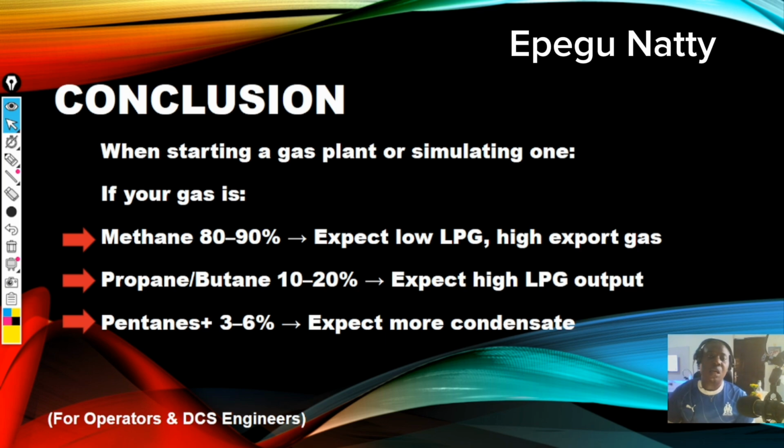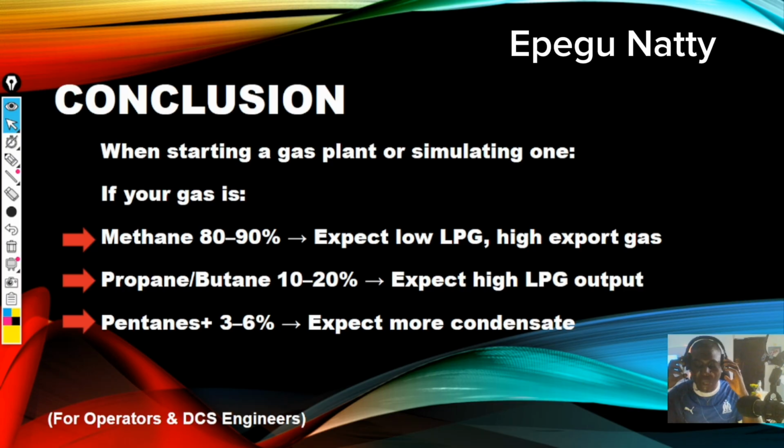All right. Now, if the gas you want to process has higher propane and butane values from 10% to 20%, you know that you're expecting to be getting high LPG output. Okay, and then if you are having a percentage of about 3 to 6% of your pentane, expect that you're going to be getting a lot of condensates.